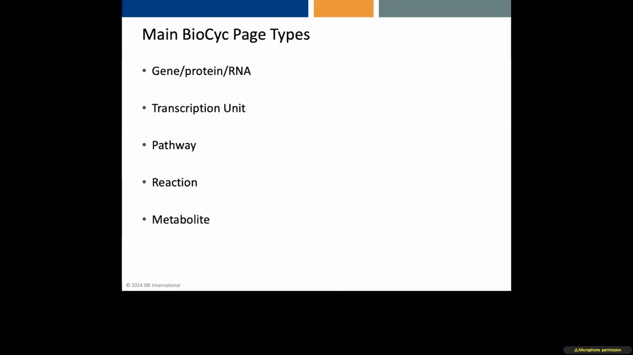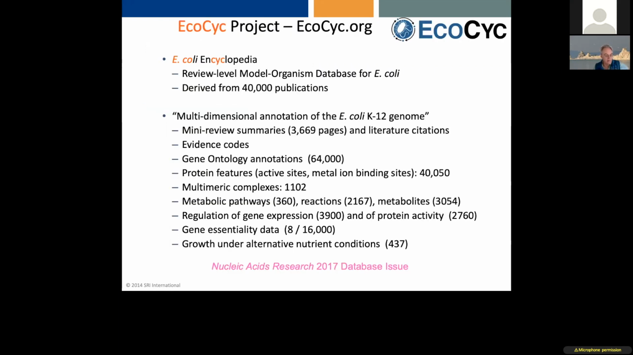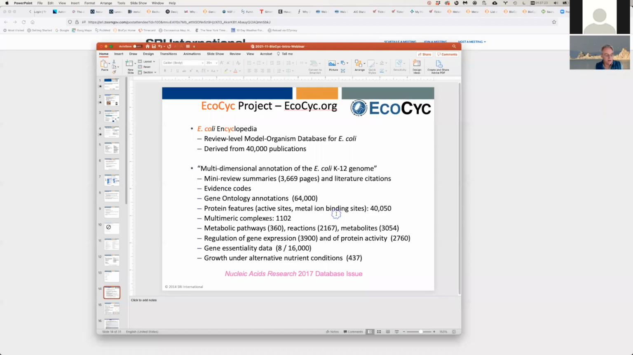Now, one of the take-home messages for today is to learn the main BioCyc information page types. And we'll be going through these in detail, but just as a preview, those main page types are the gene, protein, RNA pages, the transcription unit pages that depict regulatory information, metabolic pathway pages, reaction pages, and metabolite pages. And so if you weren't aware of one of these page types, you've kind of missed a whole dimension of information in BioCyc. Okay, let's stop there and go to the demonstration now.